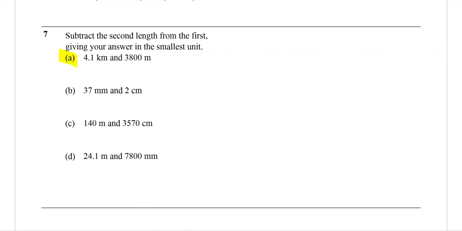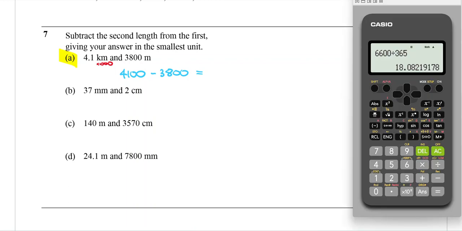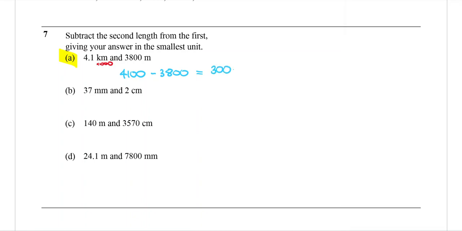Subtract the second length from the first, giving your answer in the smallest unit. So out of kilometers and meters, meters is the smaller unit, which means I need to change this one into meters as well. To change into meters, you will times it by 1,000, which is 4,100. Then I need to subtract the second measurement, because it said to subtract, and I can do that. I don't need the calculator for this, but anyway, 300 meters. You need to make sure you include the units because it tells me that you've converted them correctly.